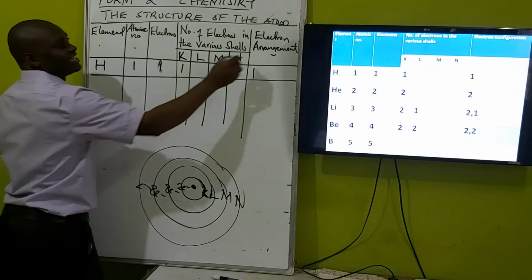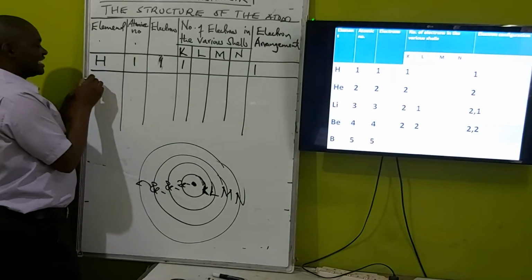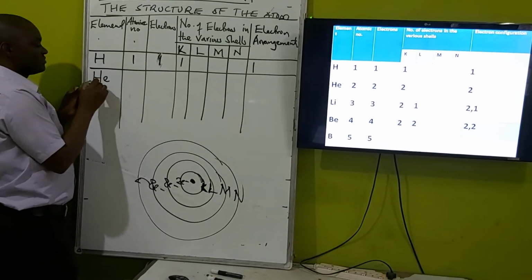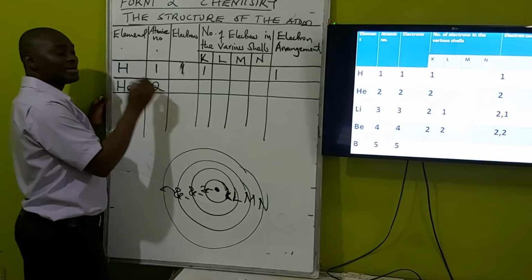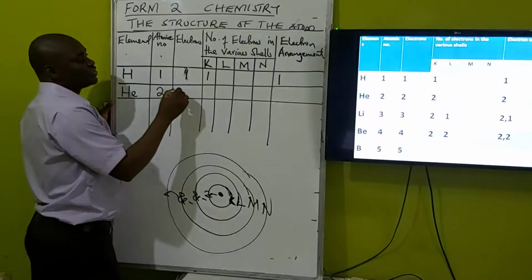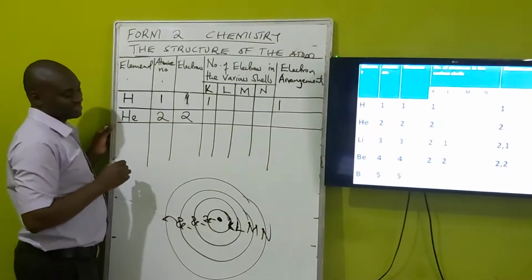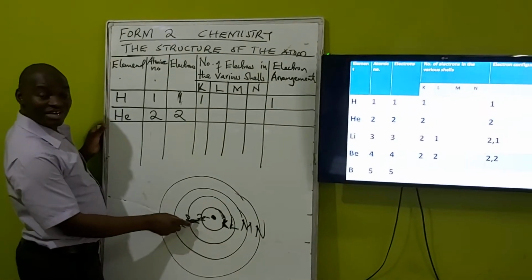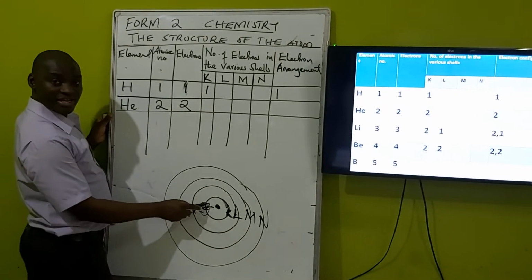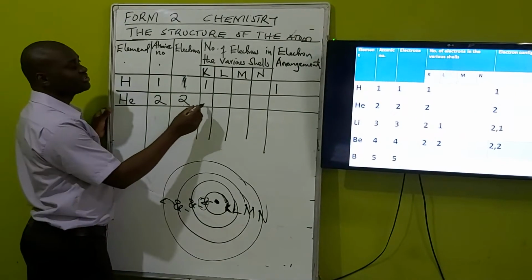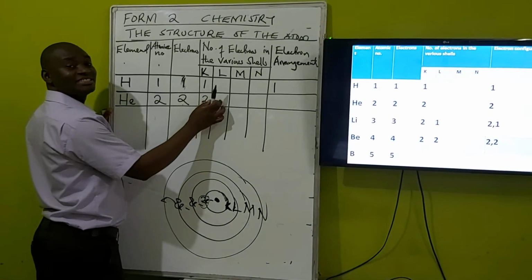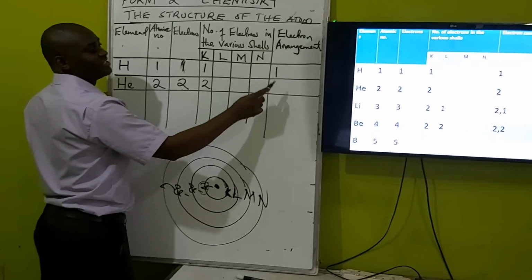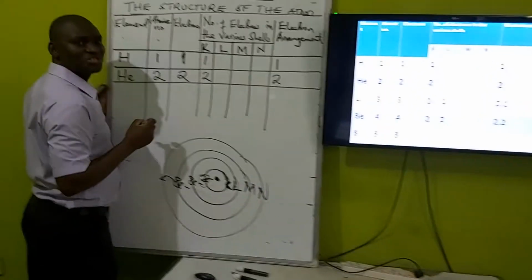We move again. The second element is helium. Helium is atomic number 2. 2 electrons. The first energy level can take 2 electrons. So these 2 electrons will go to the first energy level. There is nothing for the second, third, fourth. So the electron arrangement is 2.